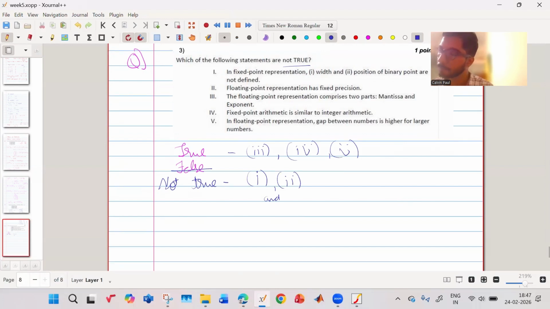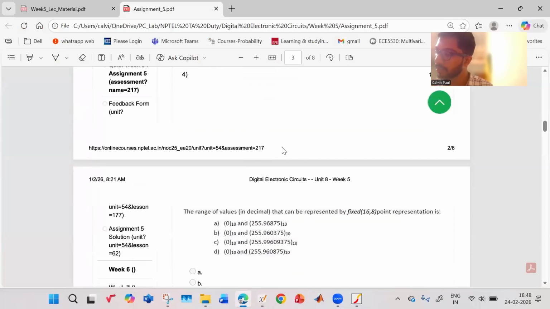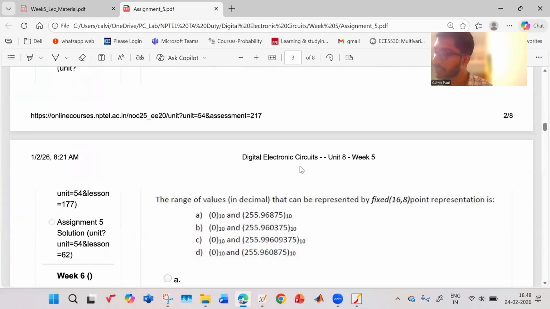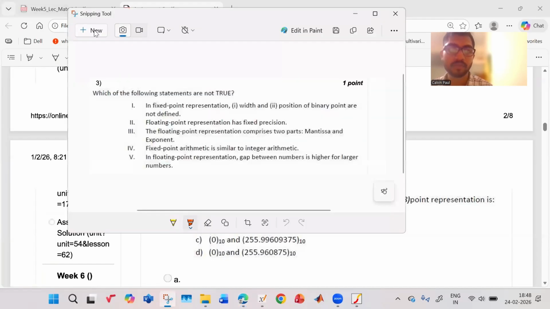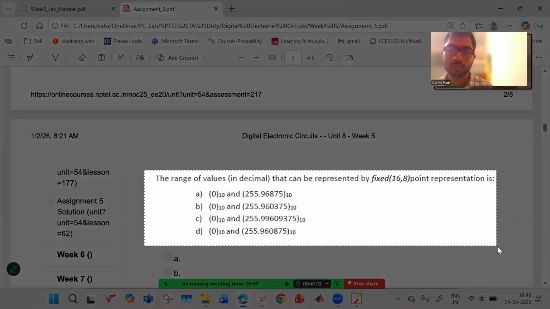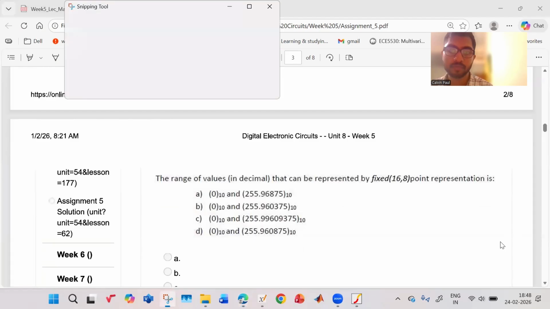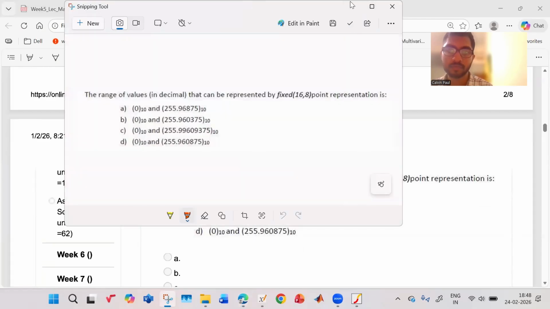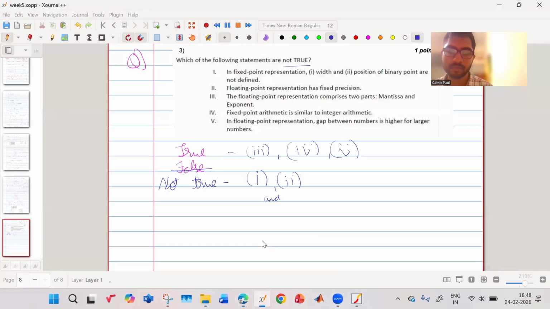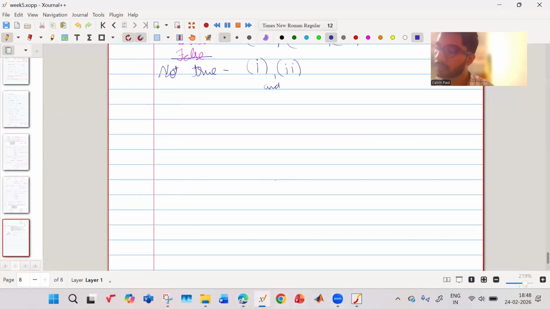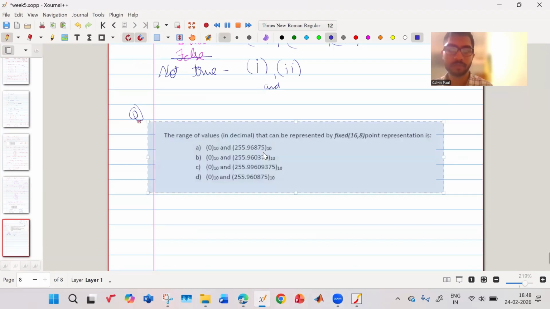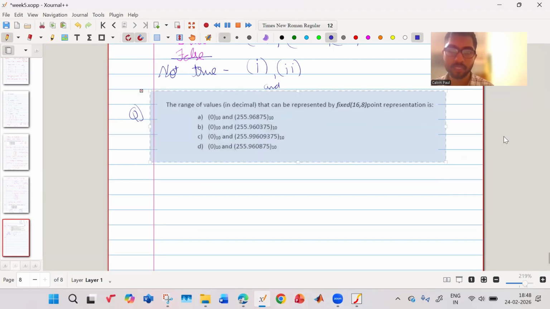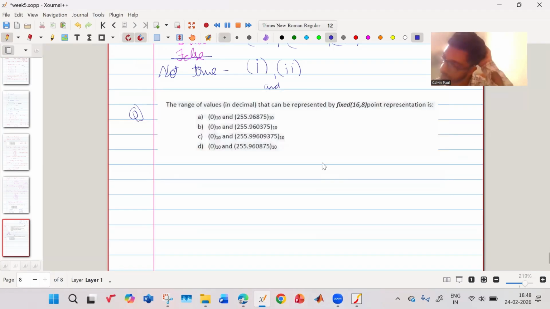Okay. So now we'll go to the next question. The range of values in decimal that can be represented by fixed 16-8 point representation is... So what is the range? You have to find the range.